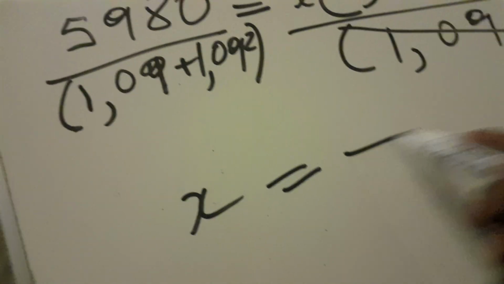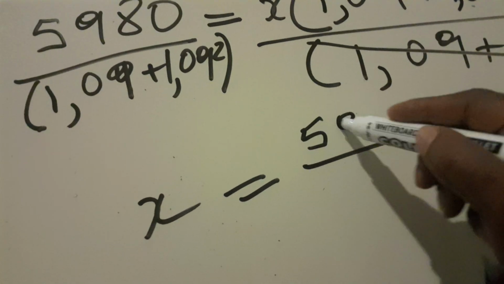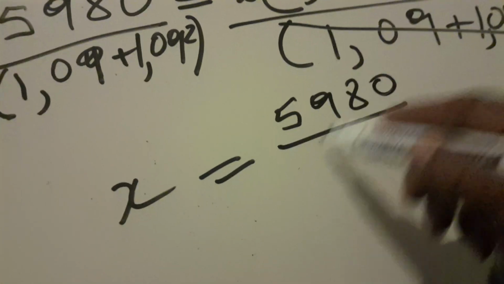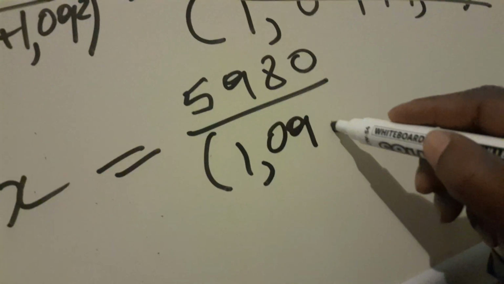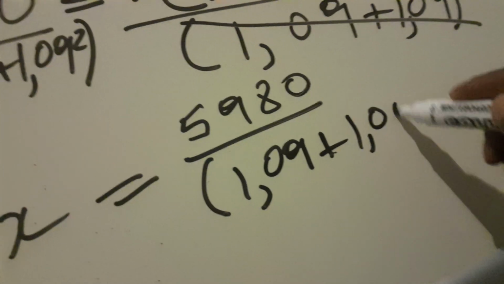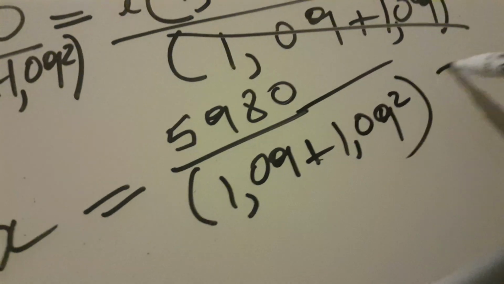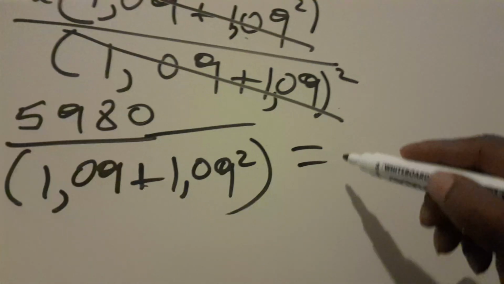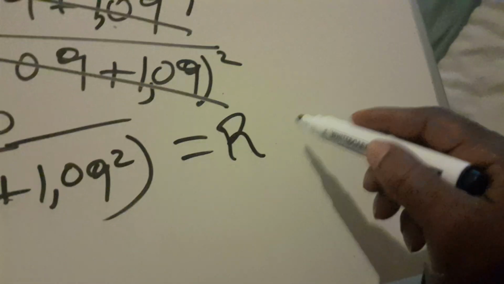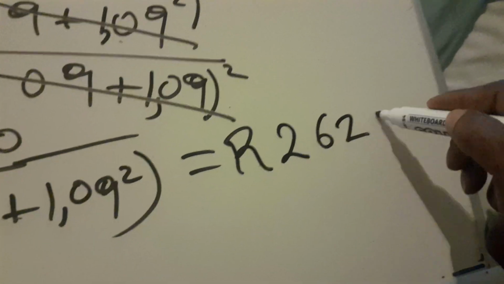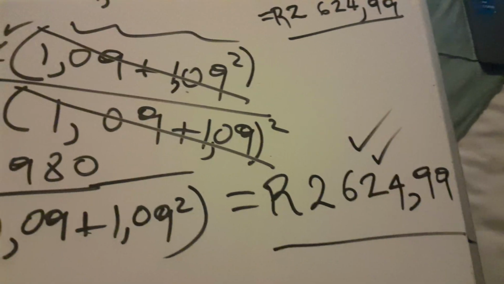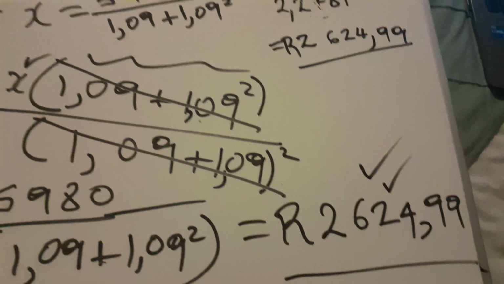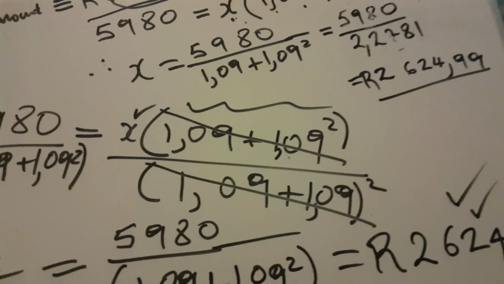That x is equal to 5980 divided by 1,09 plus 1,09 squared. When you simplify this, you're going to get an installment of 2,624.99. Yes, that's that for question 7. I'll be working on the next one from here.